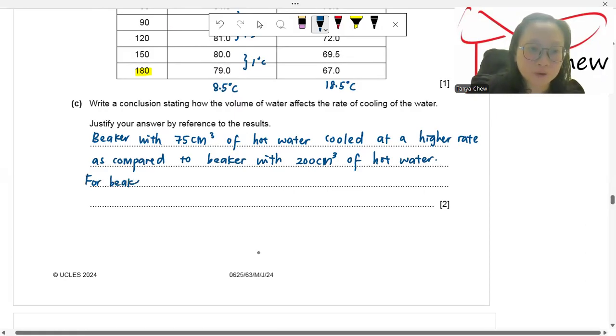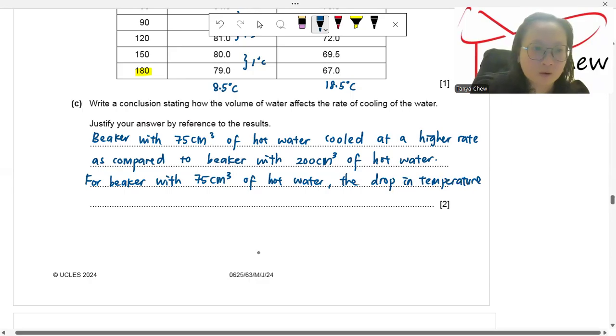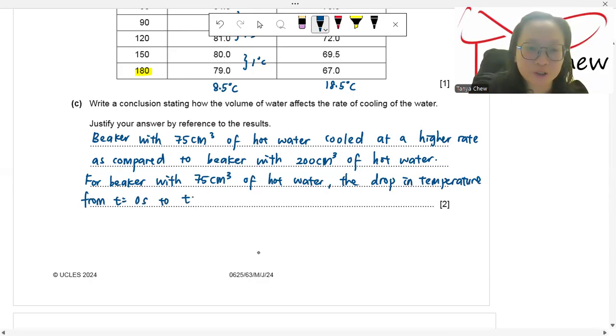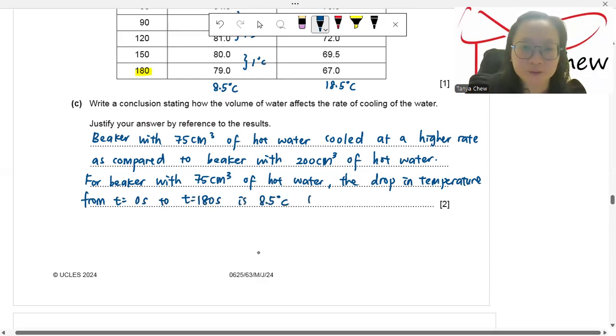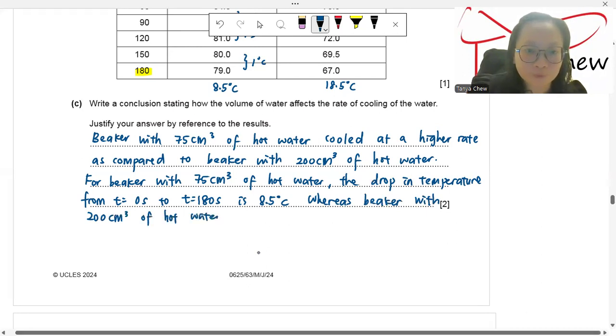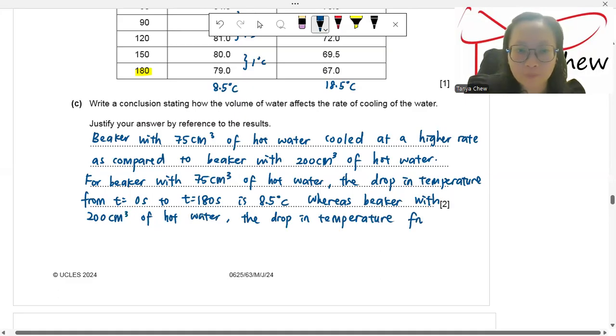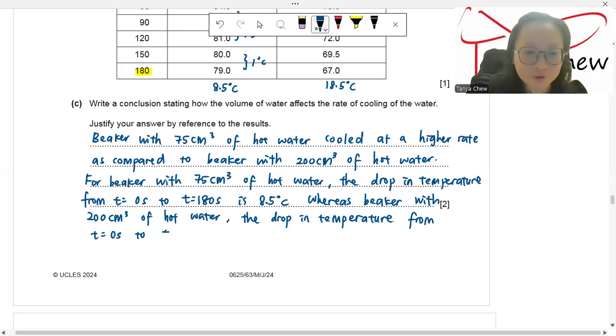For beaker with 75 cm cube of hot water, the drop in temperature from t equals 0 second to t equals 180 second is 8.5 degrees Celsius, whereas beaker with 200 cm cube of hot water, the drop, better write it nicely, okay, the drop in temperature from t equals 0 second to t equals 180 second is 18.5 degrees Celsius.